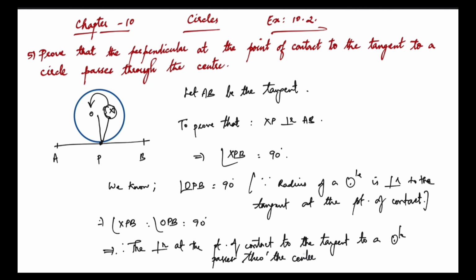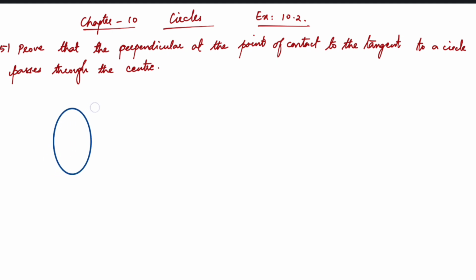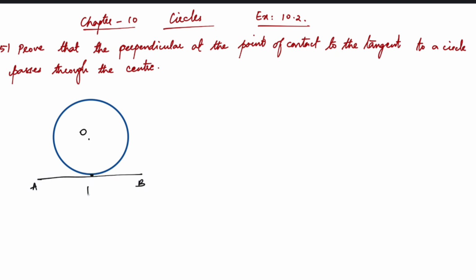This question can also be solved in another method. We'll see that also. Let us draw a circle. Let its center be O, and let us draw a tangent AB and the point of contact be P. Construct PQ perpendicular to AB, and it is passing through O.